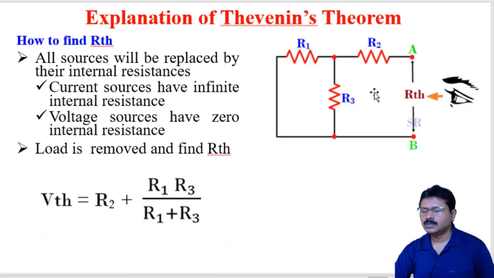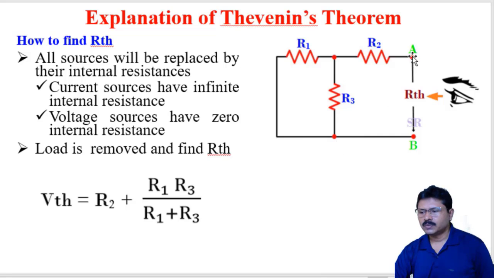To find out the equivalent resistance, we should check which resistances are in series and which resistances are in parallel. That we can check this way: if we start walking from this point and we come here, this is only one way, one path. From here we get two paths, one is here, another one is here, and the two paths are connected at a single point. So these two paths are in parallel.